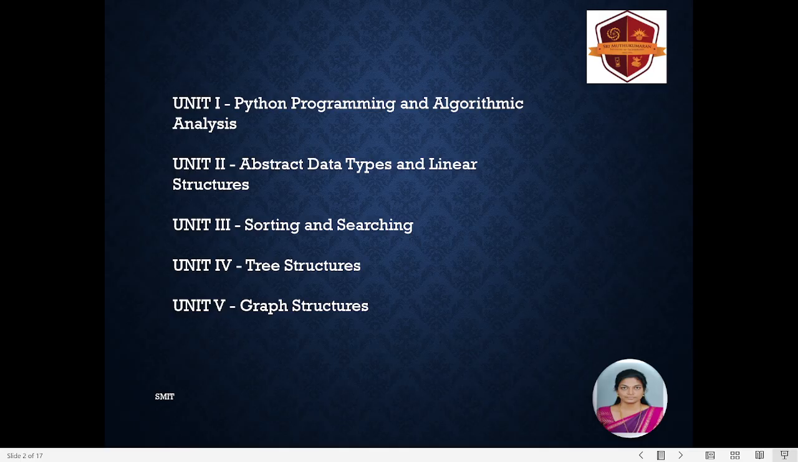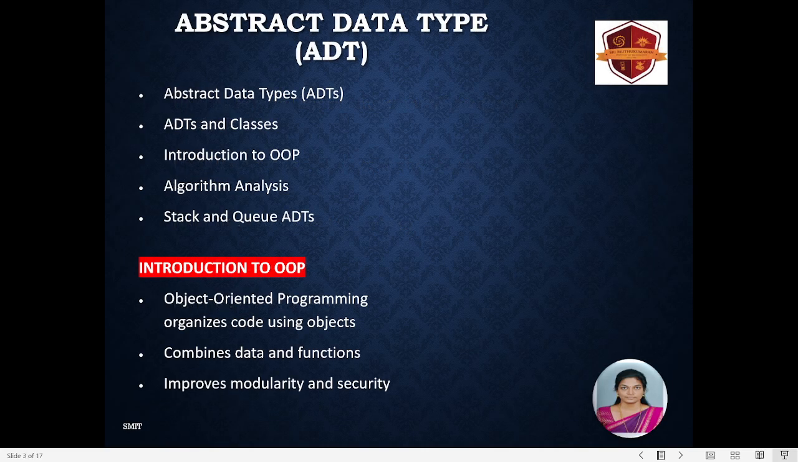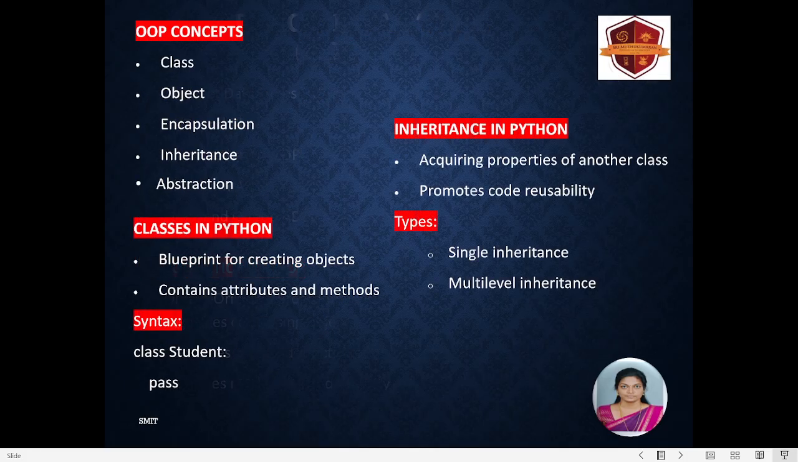In that we are going to see abstract ADT. In abstract ADT, it covers some topics such as OOPS concept, classes and objects, stacks and queues, ADT. I will clearly explain you one by one. In OOPS concept, there will be classes, object, encapsulation, inheritance, and abstraction.